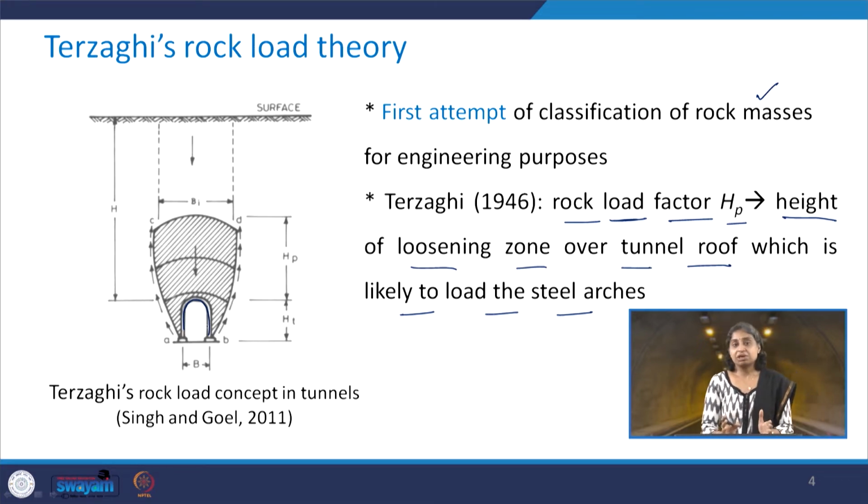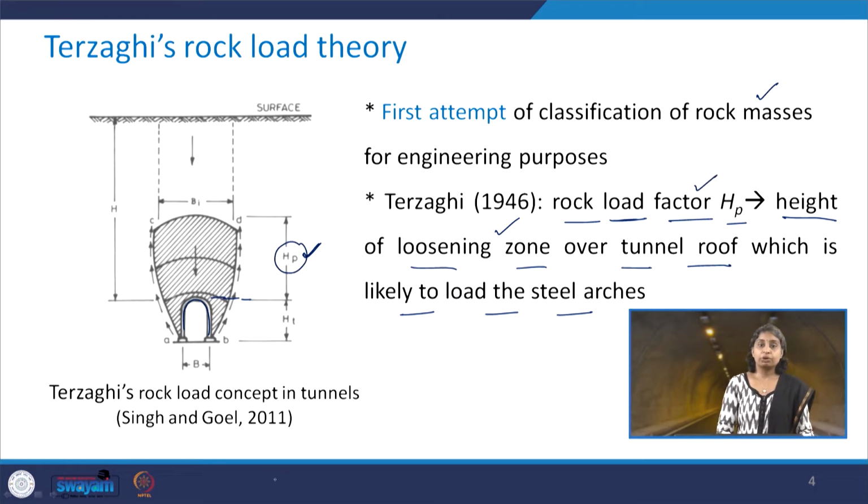Because the excavation is made, some portion of the rock in the surrounding area of this cavity is going to be loosened. So, let us say that from the top of this opening, HP is the extent up to which there is going to be the loosening zone over the tunnel roof. This is what is defined as the rock load factor.